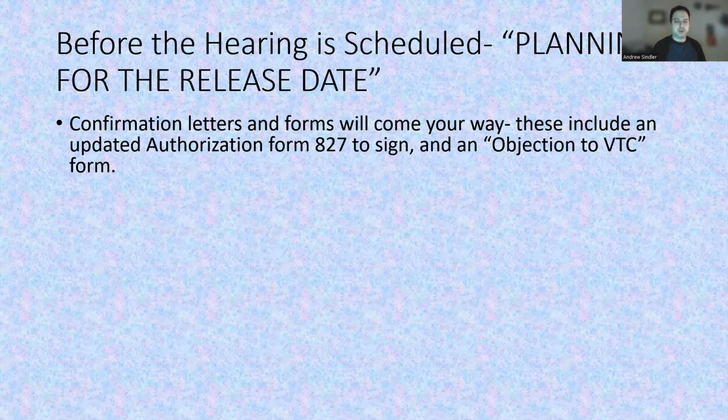This includes an updated authorization form 827, that's the medical authorization form, as well as an objection to VTC, that's the video teleconferencing we talked about before. That is a form you do not need to return unless you are doing an in-person hearing and doing it at the location where you may have the possibility of a judge not appearing in person, actually appearing before you on a video screen. It's basically a big TV screen where they can see you, you can see them, but you're just not in the same physical location.